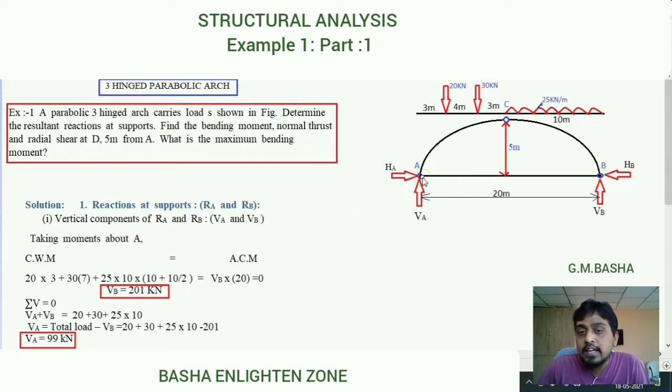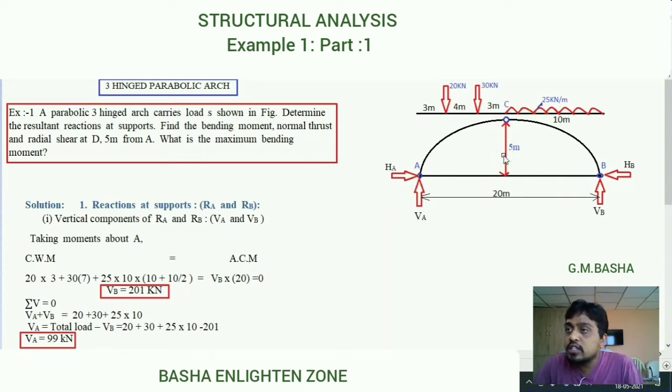It means one hinge at one springing at A, another hinge at the crown, and one more hinge at the other springing level at B. So there will be two hinges at the springing levels and one hinge at the crown, which is exactly at the center. Totally there will be three hinges. That is the reason this is a three-hinged parabolic arch.